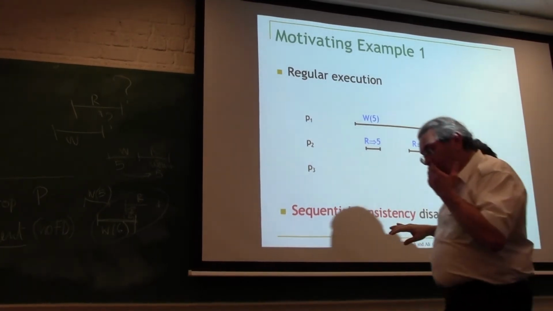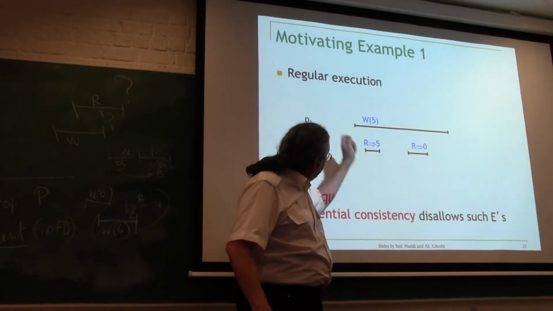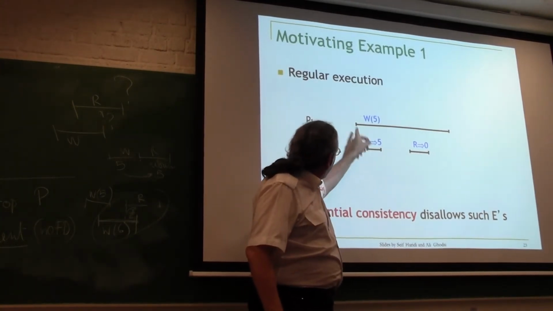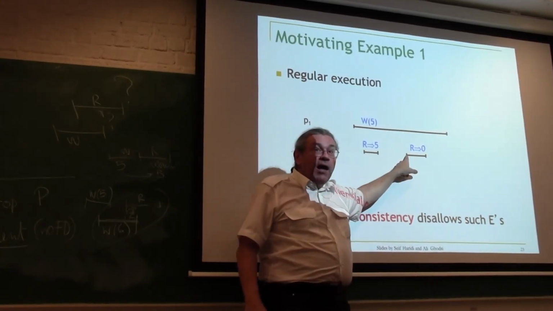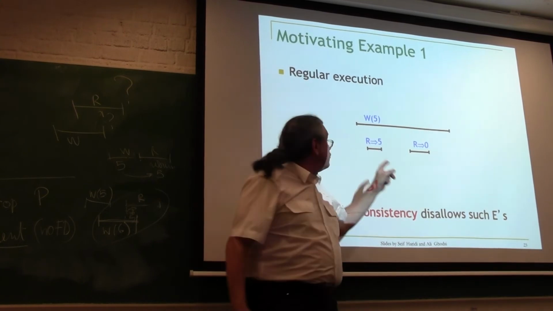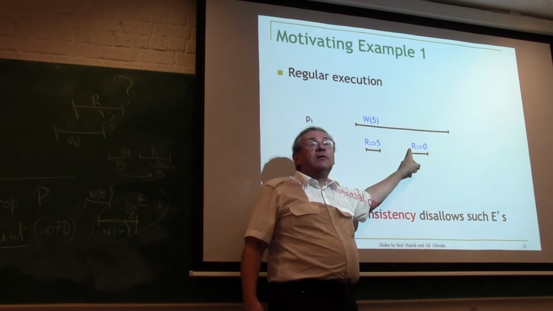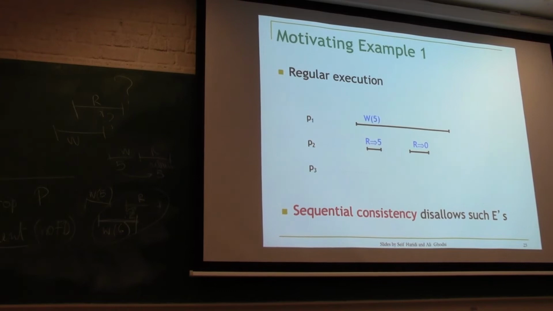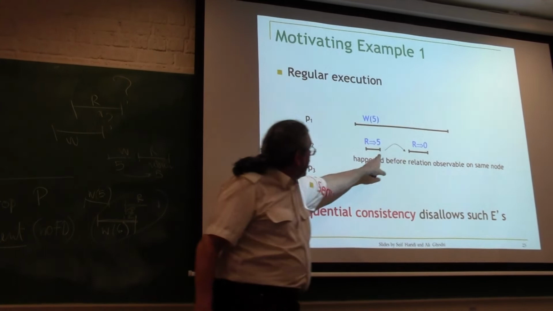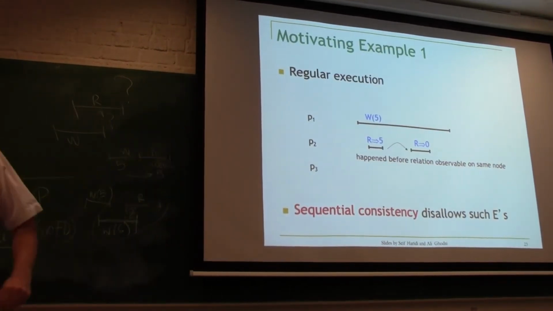You see that? You see that sequential is a lot stronger here, because here it has to behave really like this. I have an instant write here. Here I read 5, and here I must read 5, or a later value that's written. But here I don't have any later values, so I must read the 5 here. So this is not allowed in sequential, but it is allowed in regular. Okay? Happens-before observable on the same node, and sequential does not allow that.